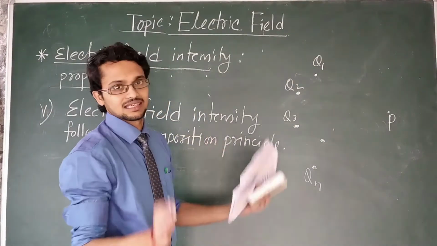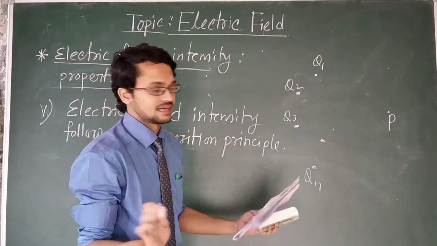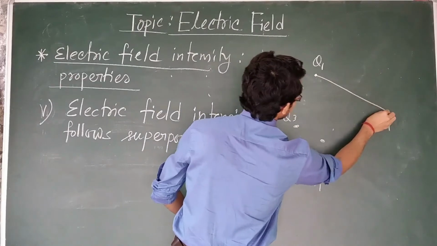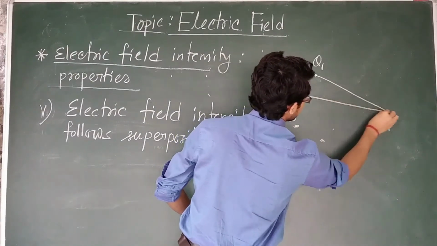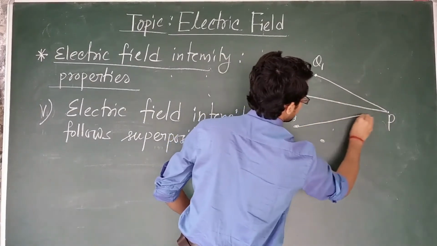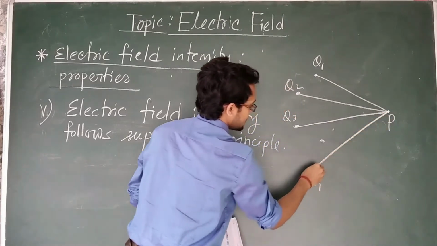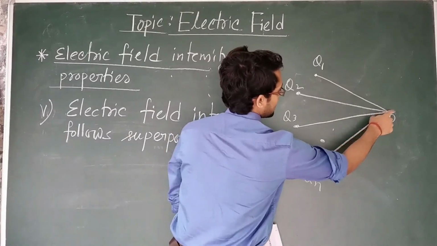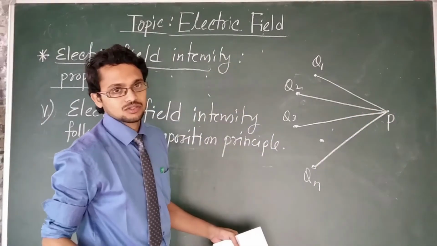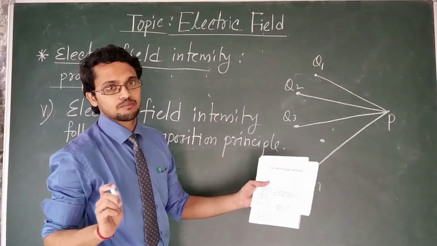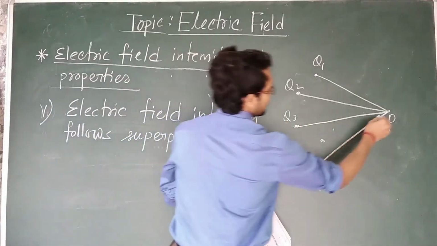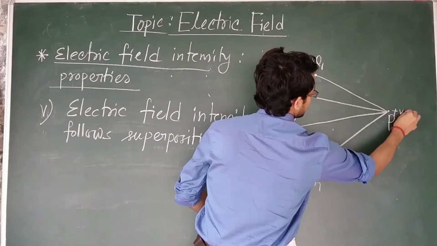Whenever there is a charge system, there is also an electric field around that system. So this is the distance from q1, this is the distance from q2, this is the distance from q3, this is the distance from q4, qn. And at this point we want to find the electric field. So at that point we place a unit positive charge.